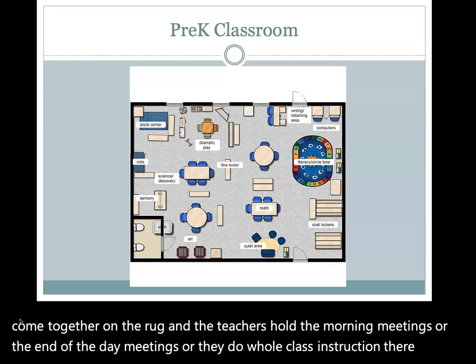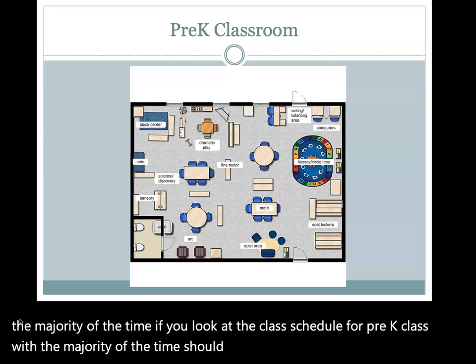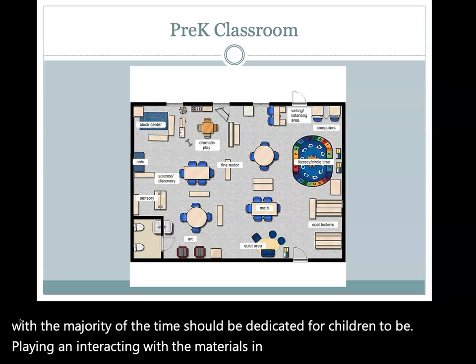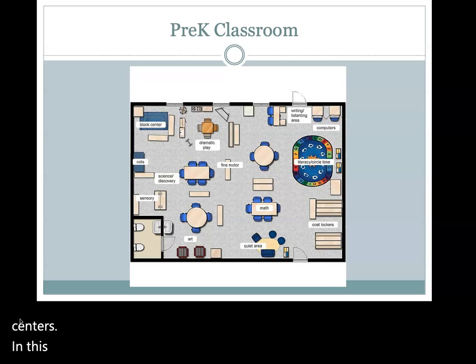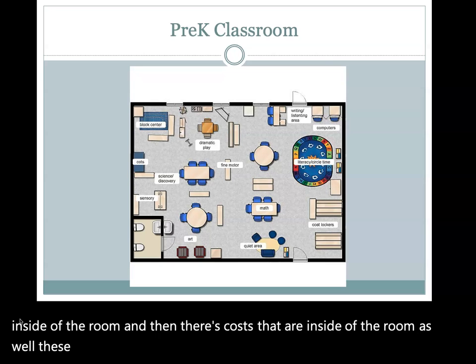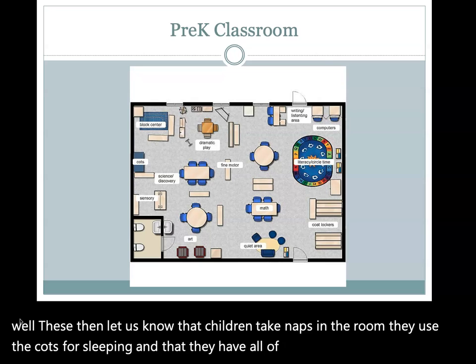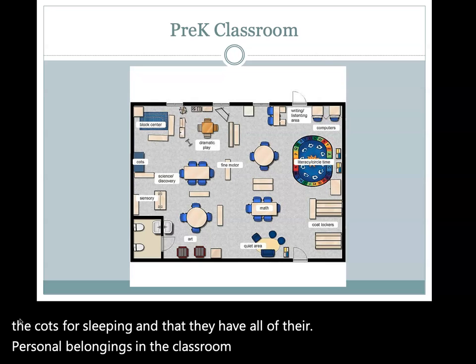But if you look at the class schedule for a pre-K classroom, the majority of the time should be dedicated for children to be playing and interacting with the materials in the different play areas or play centers. In this one, in particular, you can see that there are coat lockers inside of the room, and there are cots inside of the room as well. These let us know that children take naps in the room, they use the cots for sleeping, and that they have all of their personal belongings in the classroom and in the lockers.